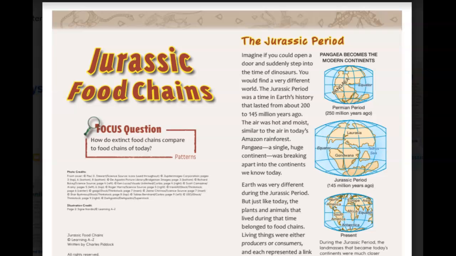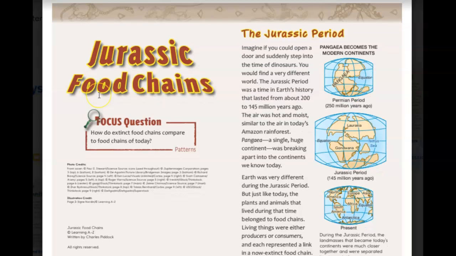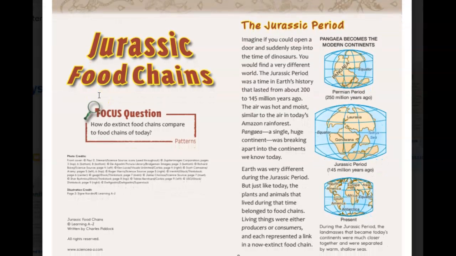The air was hot and moist, similar to the air in today's Amazon rainforest. Pangaea, a single huge continent, was breaking apart into the continents we know today. Earth was very different during the Jurassic period, but just like today, the plants and animals that lived during those times belonged to food chains. Living things were either producers or consumers, and each represented a link in a now extinct food chain.